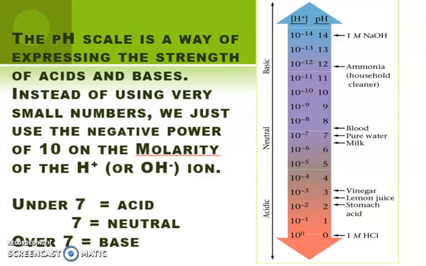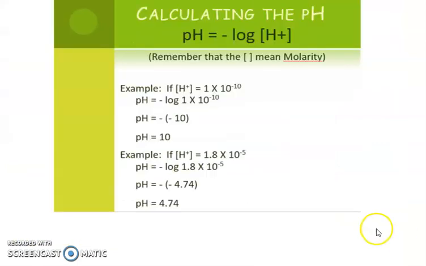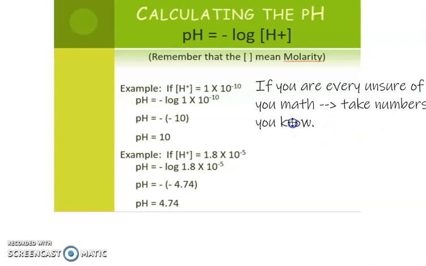Anyway, let's talk about calculating pH, because they don't always fall right on the perfect number. They fall between, and so we have to be able to calculate that. But I recommend that you use a number that you typically know to make sure that your calculations are correct on your calculator. I do that whenever I'm unsure of myself, and I will use numbers that I know to make sure that I do know my math.